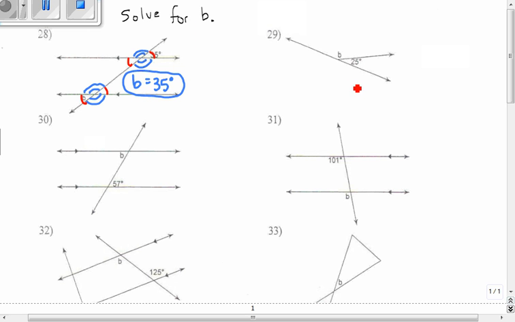In problem 29, these two angles form a what? A line. So we have this linear pair, and we know that to solve for a missing angle in a linear pair, we can add them up and set that equal to 180 degrees, because the line is 180 degrees. So what is the measure of angle B in problem 29? 155. 155 degrees. Very good.